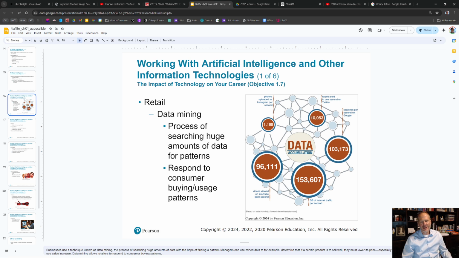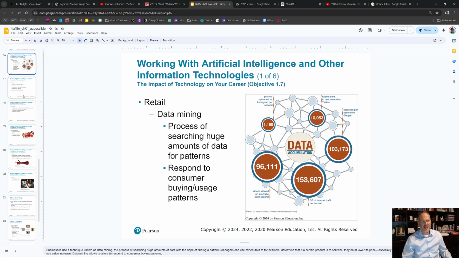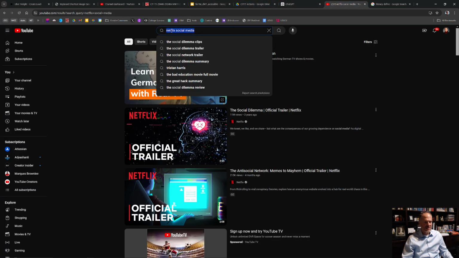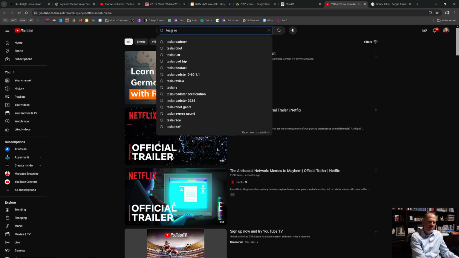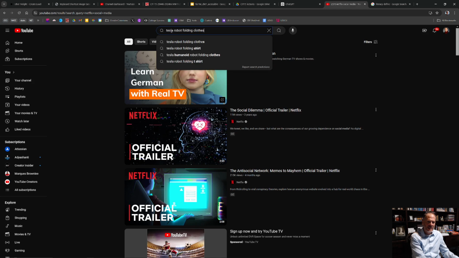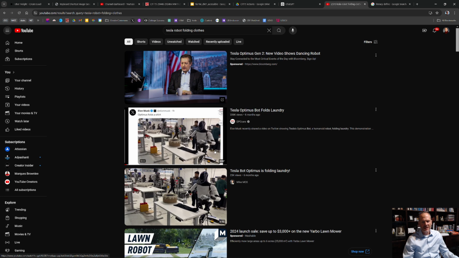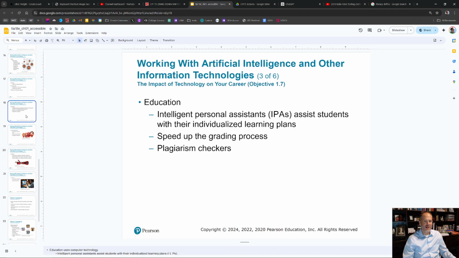Retail has definitely been influenced by technology, as have banking and transportation, with autopilot, right? Automatic driving and automatic planes, and robots and embodied agents. Tesla is coming out with a robot, and the Tesla robot folding clothes is a fun video to watch. It's pretty amazing, right? It looks like there's a human there, but it's not. It's a robot, and it can fold clothes. So that should change how you do laundry.